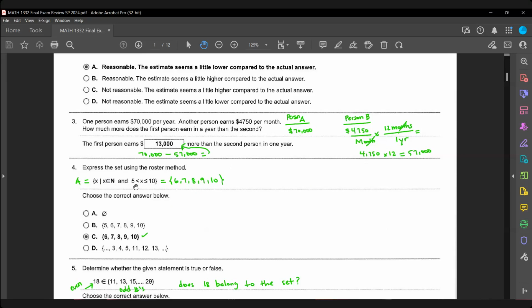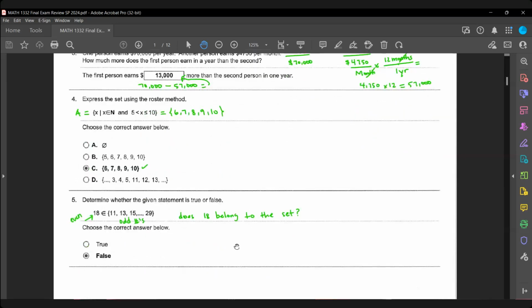Notice the use of inequality symbols here. Here it's stating that this natural number will not be equal to 5. However, using this symbol right here, notice that little dash underneath the inequality symbol indicates that it has to be less than or equal to 10.